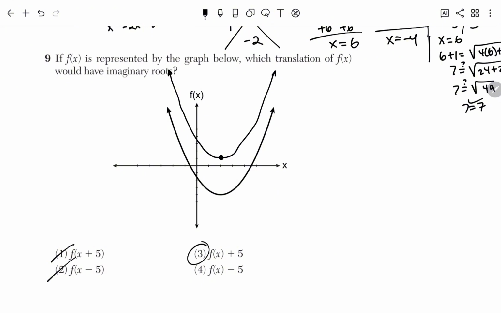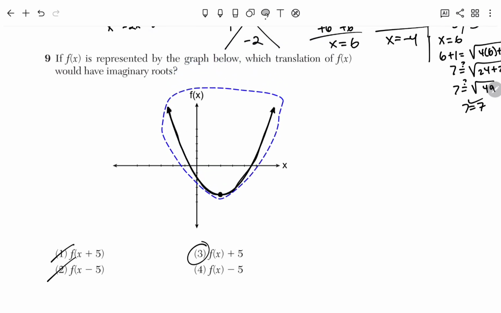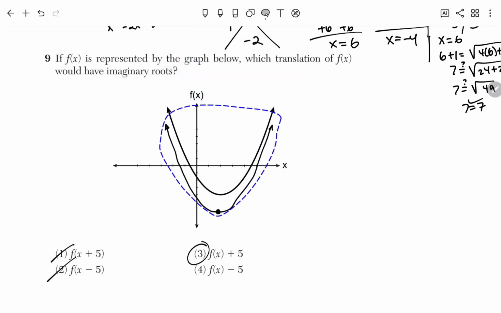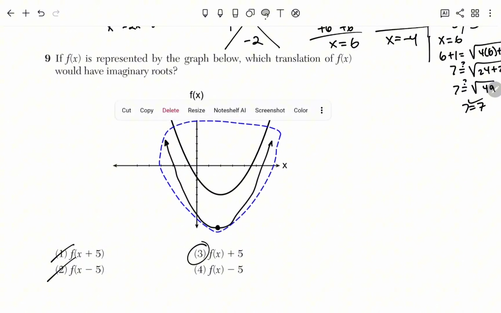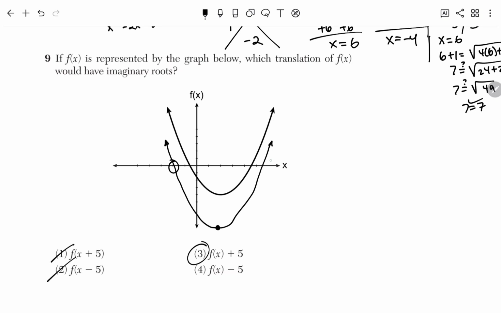If I was to move my graph 5 units down, right? I'm going to move it 5 units down. So my initial vertex was right here. I'm moving it 5 down: 1, 2, 3, 4, 5. It still hits the x-axis. That is not my answer. Answer choice 3 is my answer.